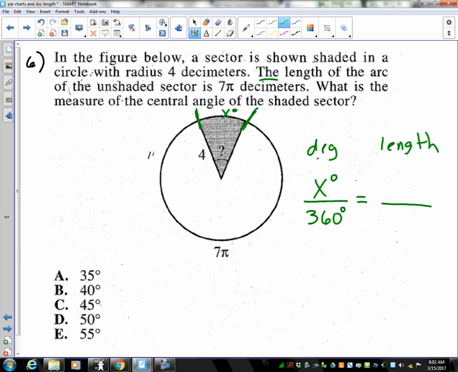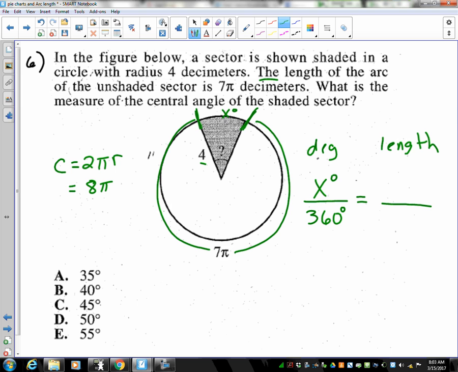Now, let's notice the 7 pi, let's reread this sentence starting here. So the length of the arc of the unshaded sector, by the way, that shaded region is called a sector, is 7 pi decimeters. So what we're told here is that this length, this part of the circle, is 7 pi. So we can find the total distance around the circle by using the circumference. All right, the circumference formula again is 2 pi r. And you notice they've given me a radius of 4. So that means if my radius is 4 here, that my circumference is 8 pi.